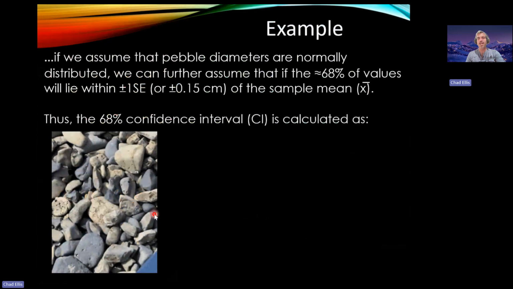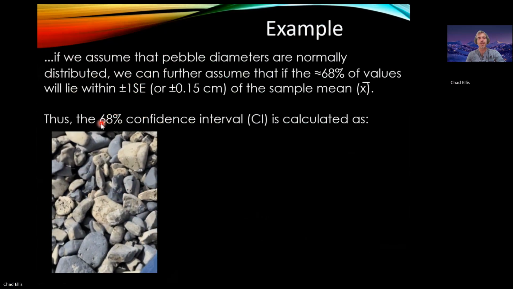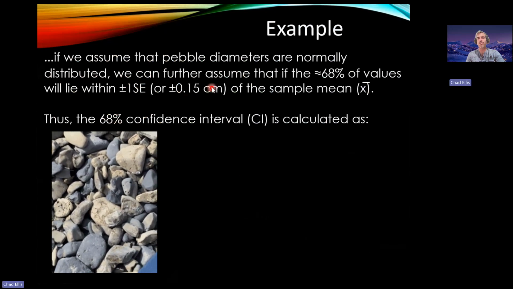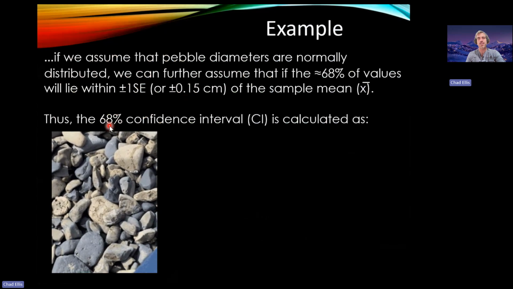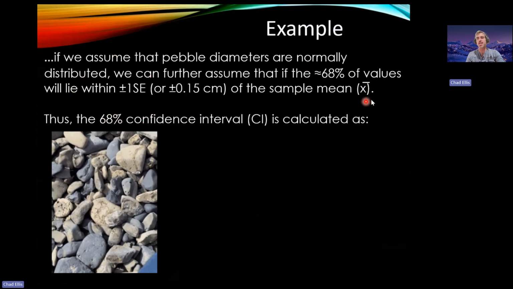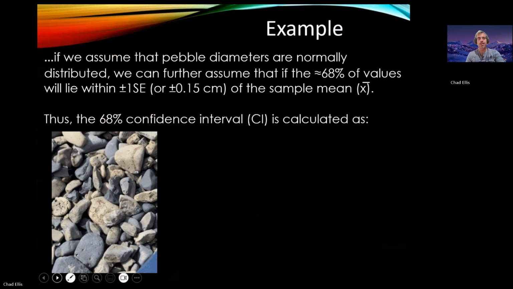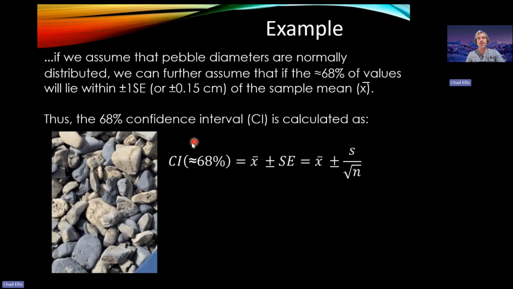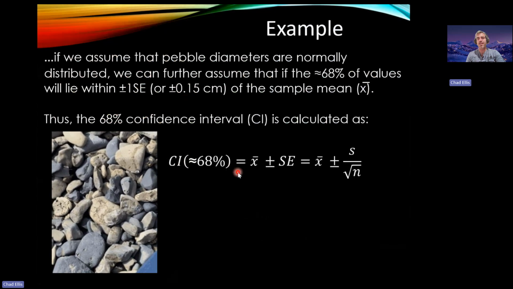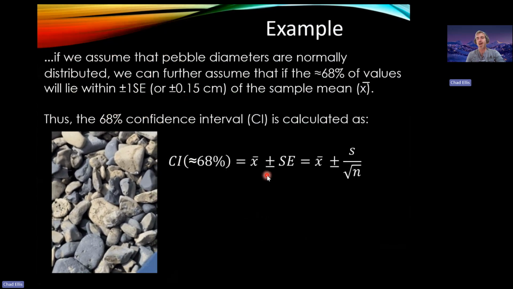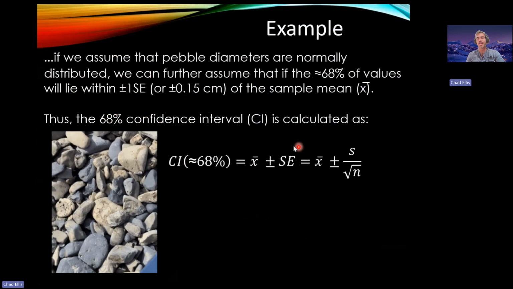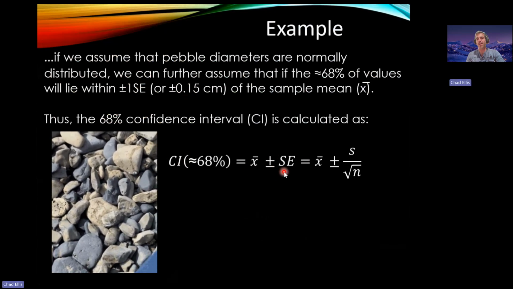So if we want to construct a confidence interval of 68%, how we do that is we're going to add our standard error of 0.15 centimeters onto our mean diameter to get our confidence interval. If we're just wanting a confidence interval of 68%, not a very high confidence level, usually not used, we're going to take our sample mean, our X bar, and add and subtract our standard error onto it.